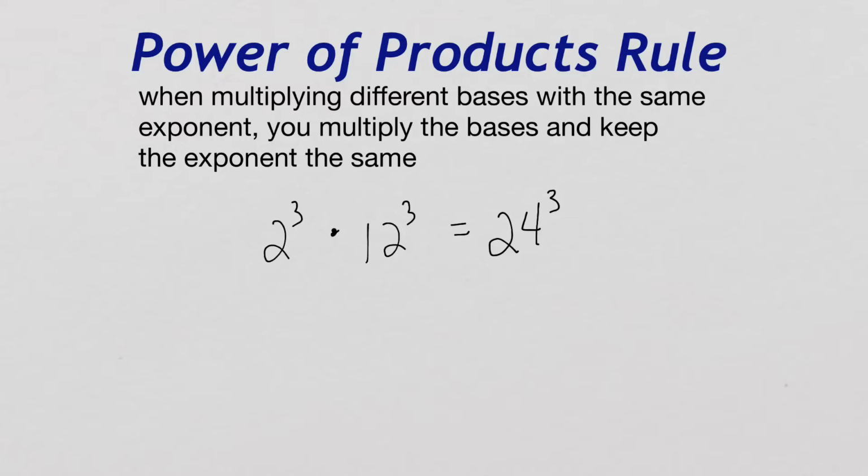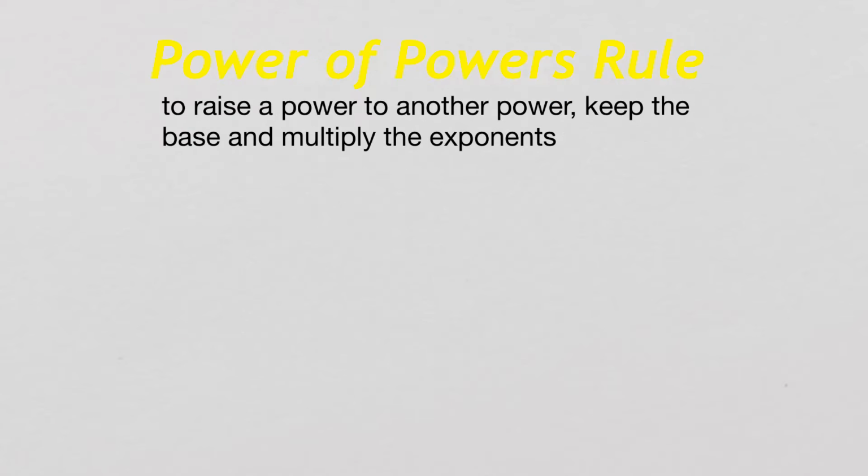Okay, just give you another quick example here. Let's say we're saying 5 to the 5th, and that's being multiplied by 4 to the 5th. That would simply just be 20 to the 5th. All right, let's move on.